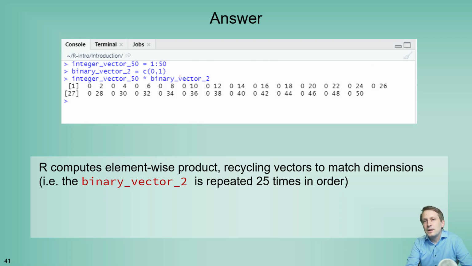In fact, before this multiplication is conducted, R recycles this shorter vector. So it figures, hey, this vector of length 2, if I repeat that 25 times and make it 0, 1, 0, 1, 0, 1, it can match the length of the first vector with 50 elements. So it will do that first and then multiply those two vectors. So you get an element-wise product after recycling the shorter vector so that the dimensions match.